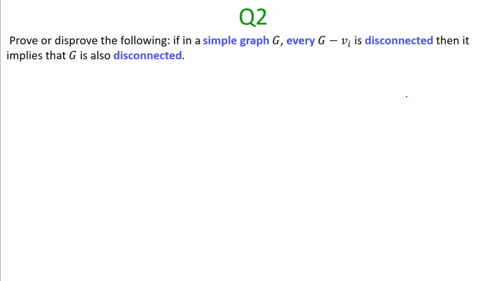Now let us go to question number 2. Here we want to prove or disprove the following. If in a simple graph G, G minus Vi is disconnected for every vertex Vi in the graph, then it implies that the graph G is also disconnected. Or equivalently, here we want to check that if in the simple graph G every vertex Vi is an articulation point or a cut vertex, then the graph G is disconnected. Because if G minus Vi is disconnected, that means the vertex Vi is an articulation point. So we want to check whether this property is true or not.